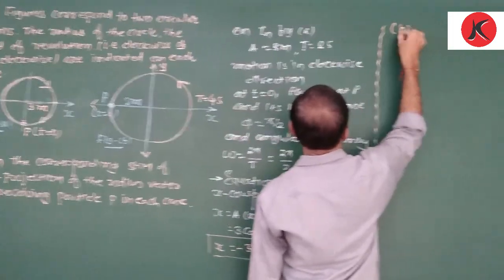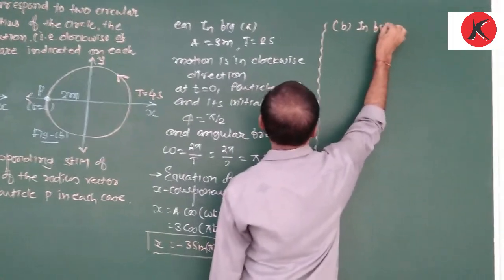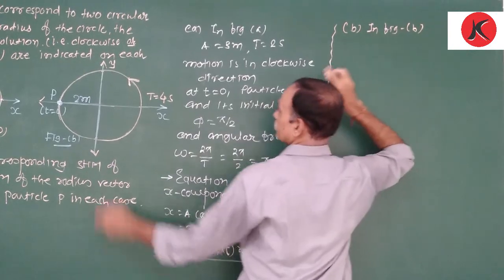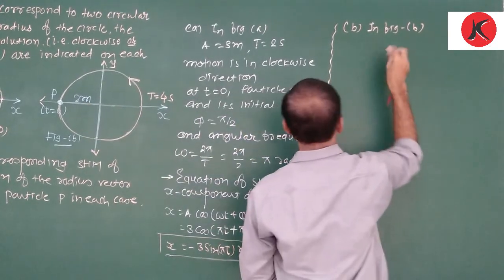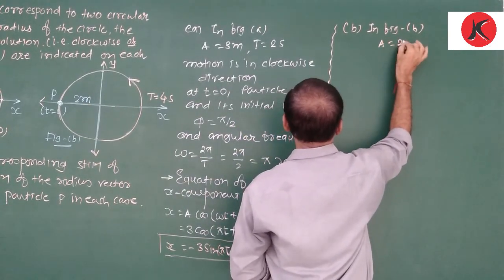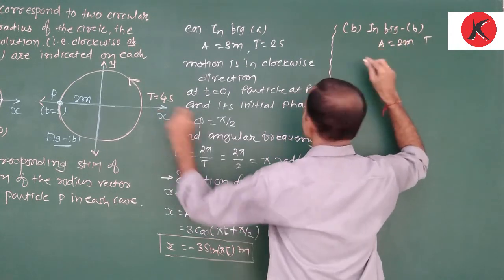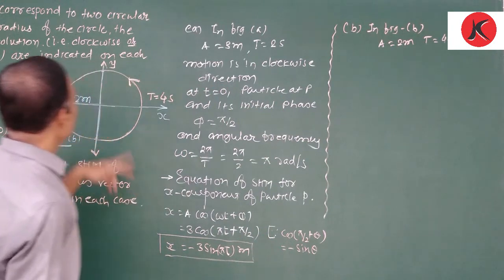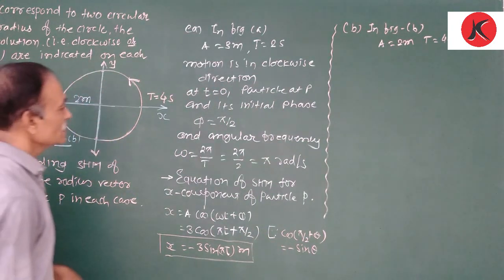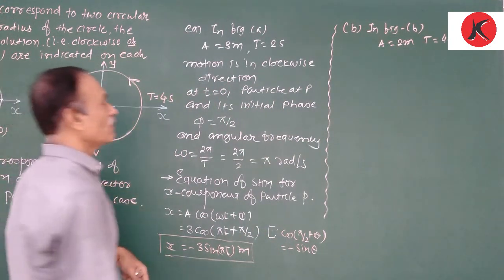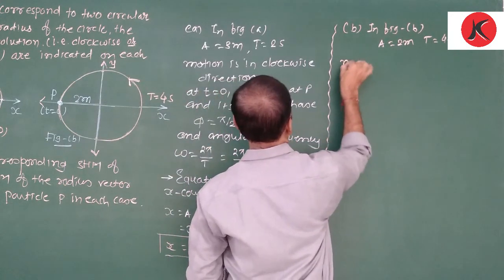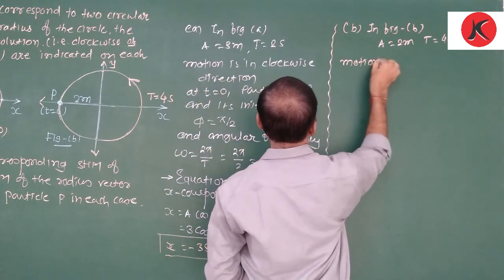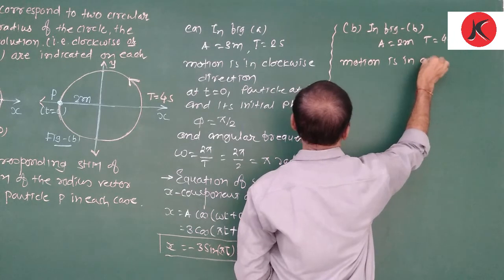For figure B, what is the amplitude? Amplitude is given as 2 meter, the maximum displacement. And periodic time T is given as 4 seconds. Here the motion is anti-clockwise.